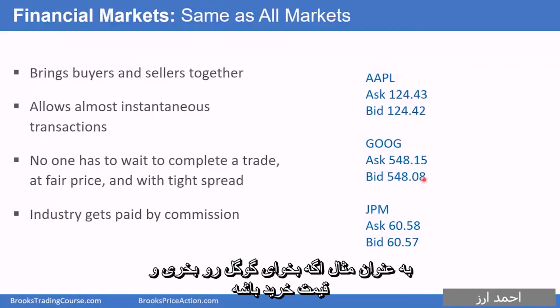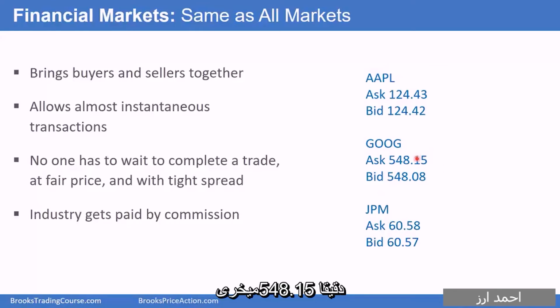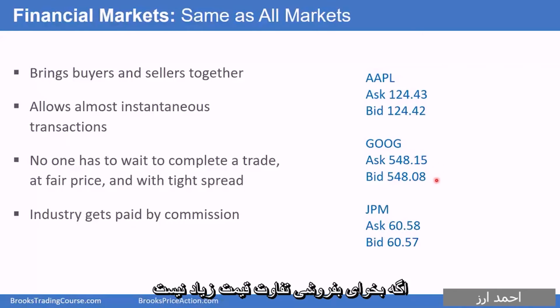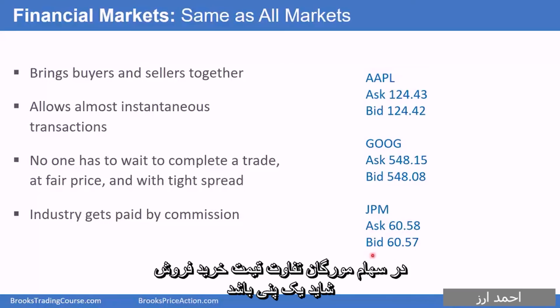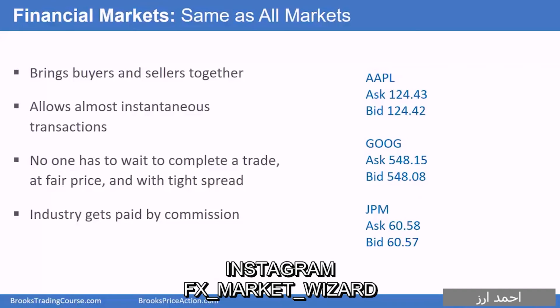So for example, if I wanted to buy Google, the ask is $548.15. I'm going to pay $548.15. If I want to sell Google, it might be 08, and that's not a very big spread. Here in JP Morgan, the spread might be just a penny. It's a much cheaper stock, but a 1 penny spread.